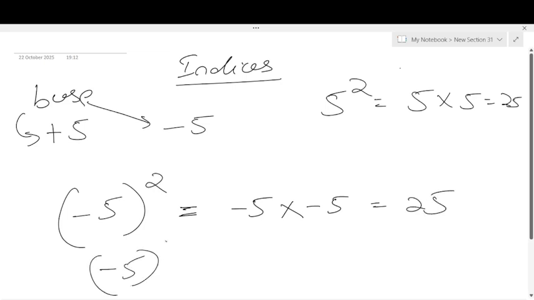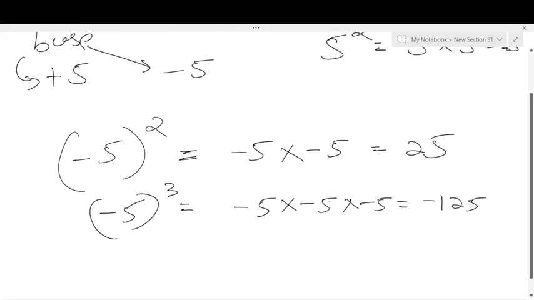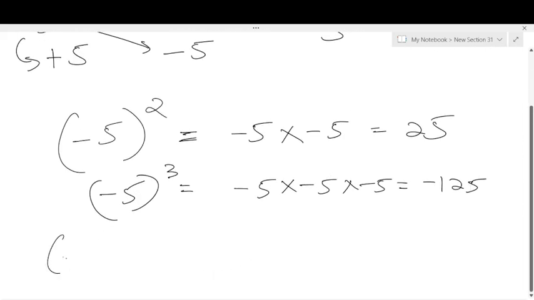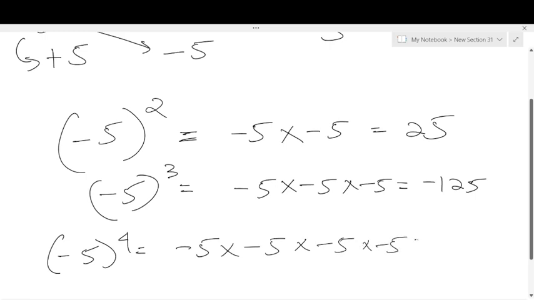Okay, what if I write minus 5 to the power of 3? Minus 5 into how many times do you have to multiply? What's the answer? Minus? Very good, minus 125. Now look at minus 5 to the power of 4. How many times is minus 5 multiplied? 4 times, right? So what will be the answer, positive or negative? Positive. 5 into 4 times is 625. I have written the answer positive.